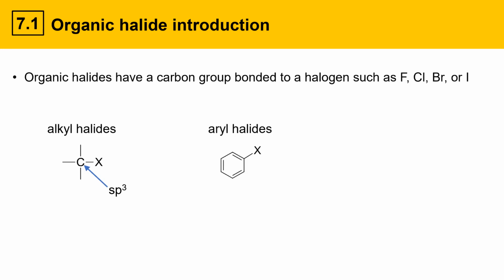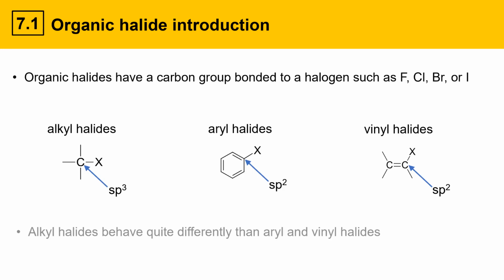Aryl halides have an aromatic ring bonded to a halogen, but their carbon is sp2 hybridized. And similarly, there's vinyl halides that have a halogen bonded to a carbon-carbon double bond, and again there the carbon's sp2 hybridized. So the key here is the hybridization of the atom that's bonded to the halogen. So alkyl halides behave quite differently than aryl and vinyl halides for that reason.